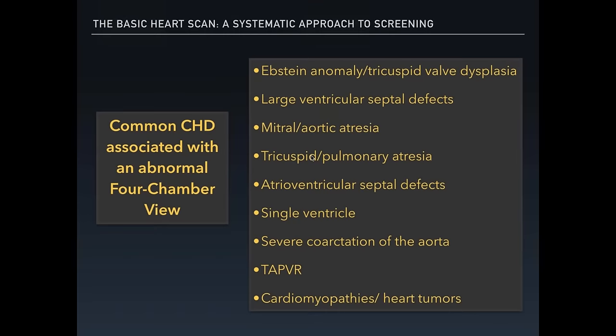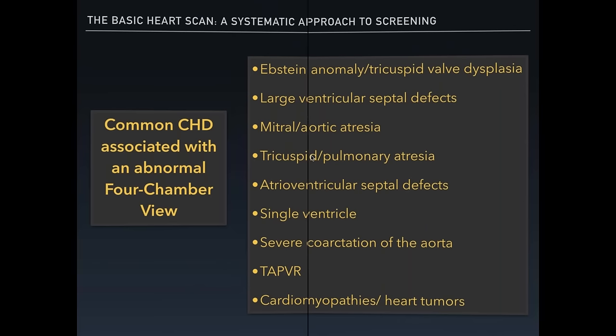So here are the common congenital heart diseases associated with an abnormal four-chamber view. You have Ebstein's, large ventricular septal defects, tricuspid atresia, pulmonary atresia, TAPVR, to name a few. So these are many cardiac abnormalities that are primarily suspected on a four-chamber view, and these are all complex cases.